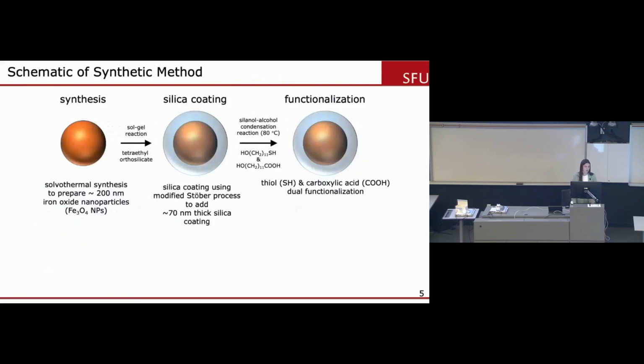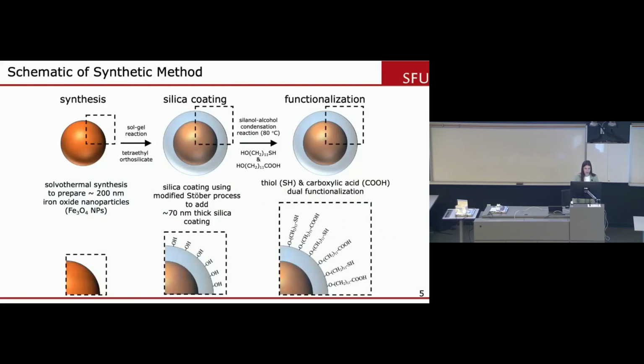So here's a synthetic method describing what I did in this work, and I zoom in on what's happening on the surface of the nanoparticles. We've synthesized all of the materials ourselves, starting with the core material, which is approximately 200 nanometer in diameter iron oxide nanoparticles, and they're quite monodispersed, so they're really nice to work with and easy to approximate their surface area. We then coat them with a thin layer of approximately 70 nanometers of silica on the exterior so that we have those silyl groups available.